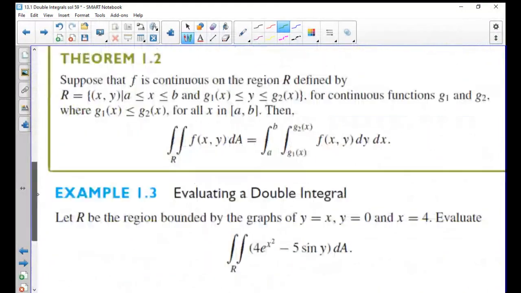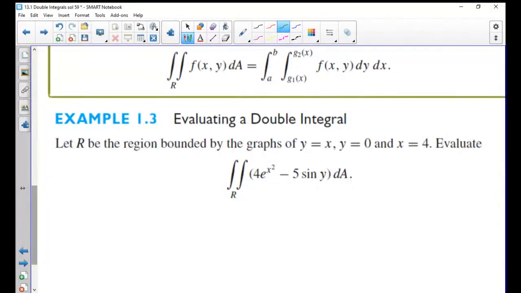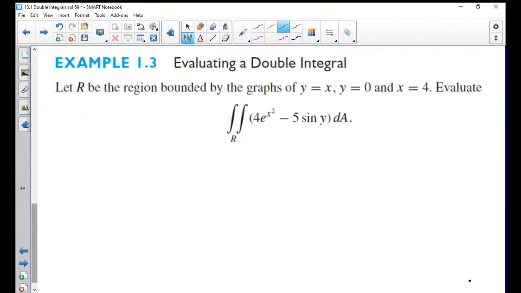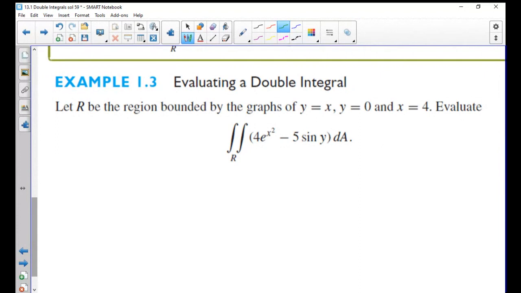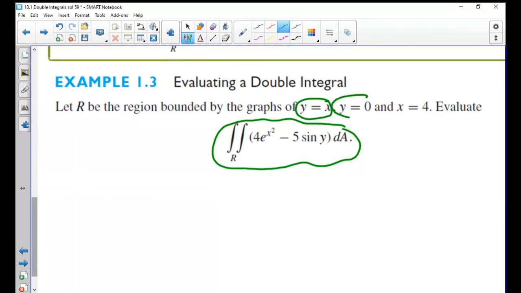All right. Now let's see here. Here is an example. I want to calculate this integral where R is the region bounded by y equal x, y equals 0, and x equal 4. So what do you think we need to do here? What's the first step then, girls?